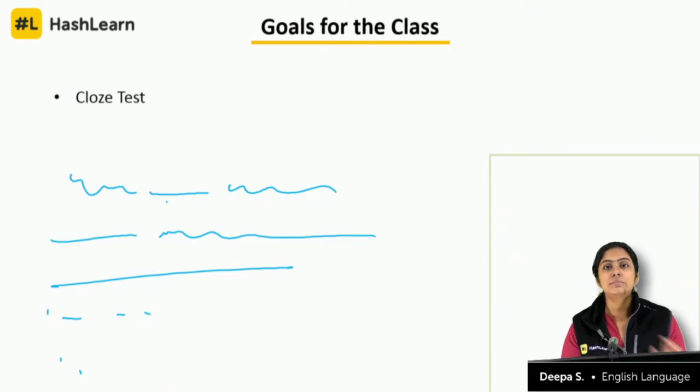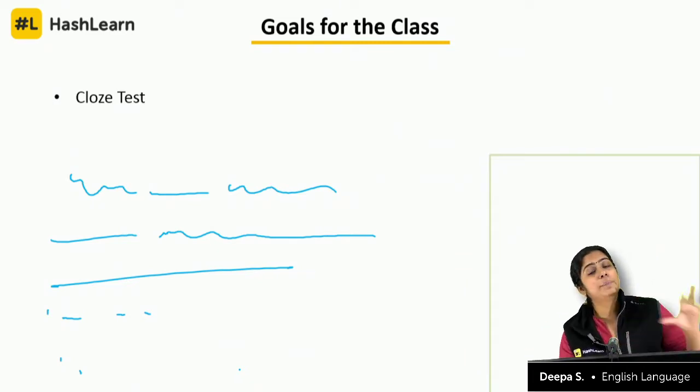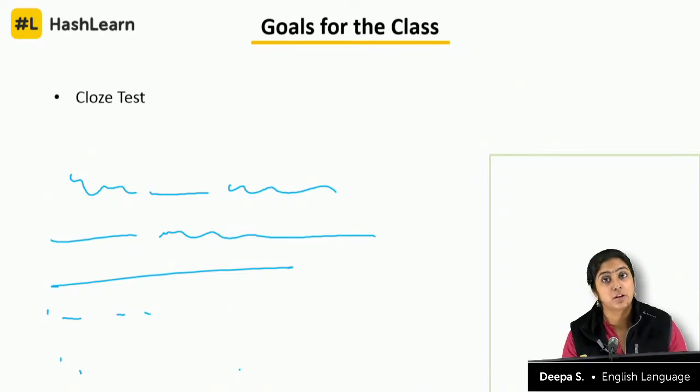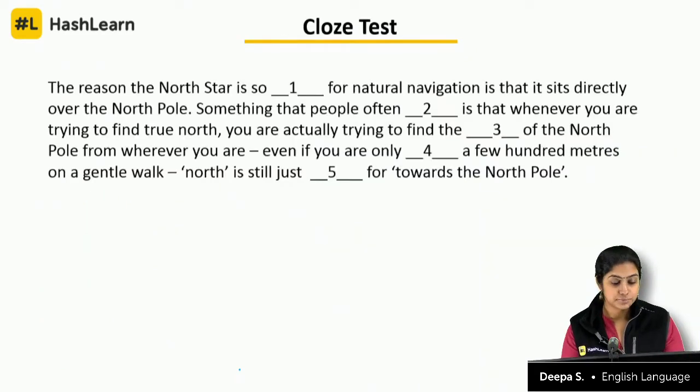Now, in a Cloze test, you need to figure out the basic premise of the given paragraph in order to get the words for all of these blanks. Now, that is very important. The whole picture, the entire passage has to be read, and then you need to choose the answers for these. Got it? So we'll look at an example.